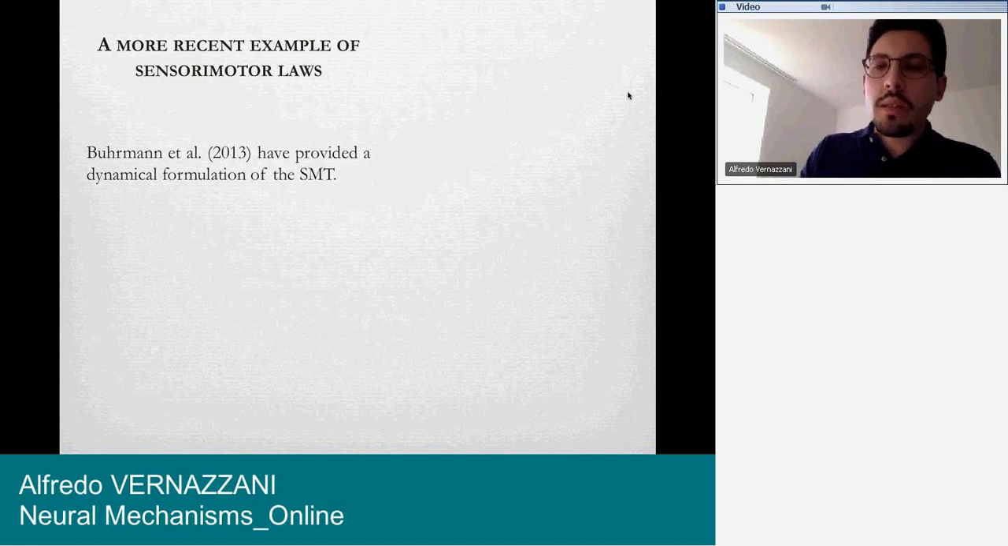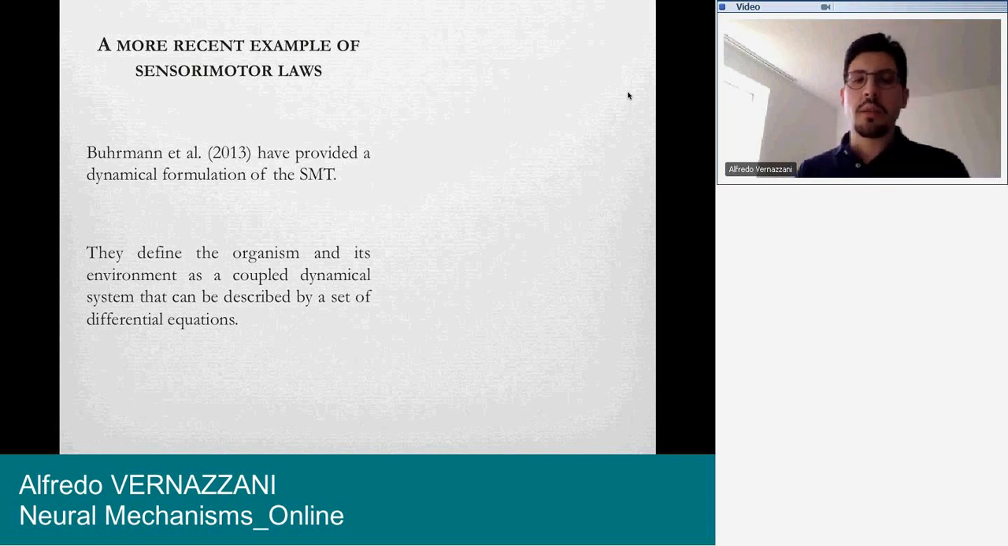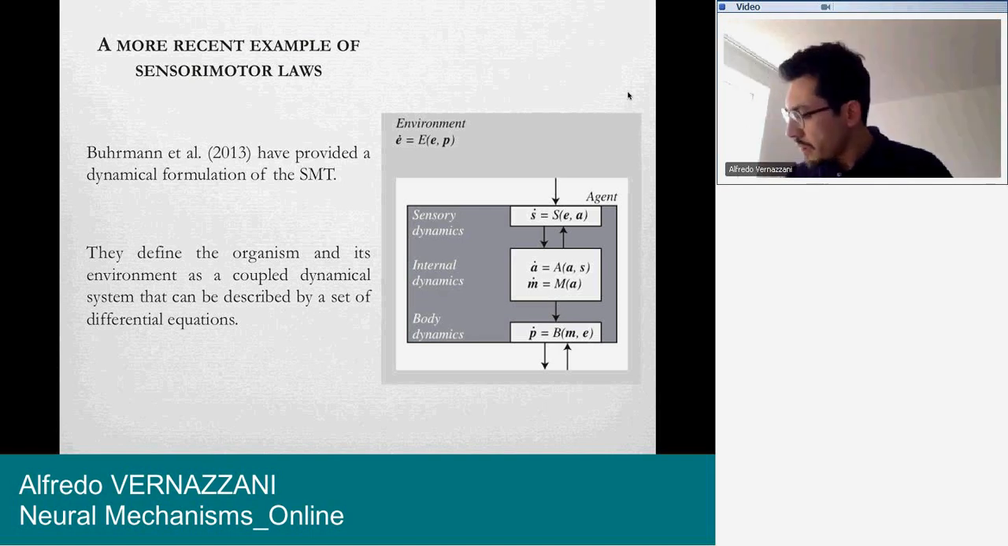This is a dynamical model of the sensorimotor theory. They define the organism and its environment as a coupled dynamical system that can be described by a set of differential equations, as we are going to see. Now, that's basically the description of the system here.